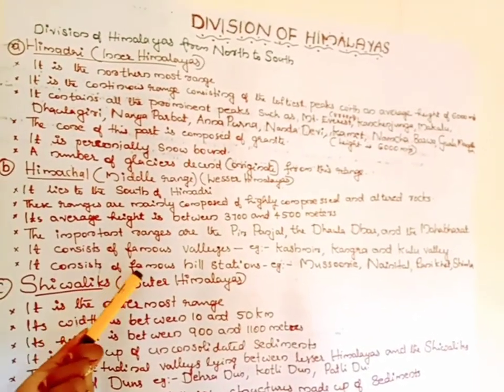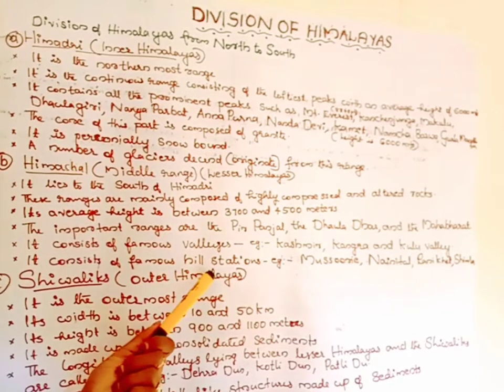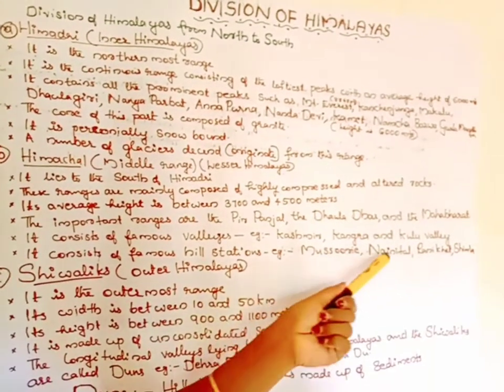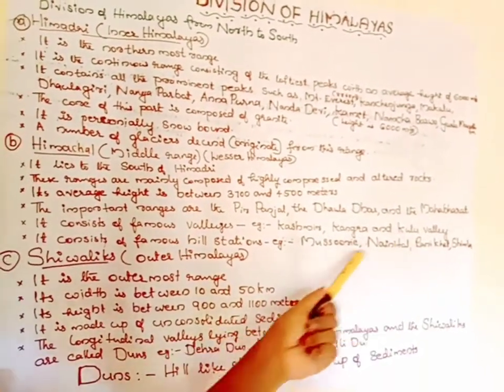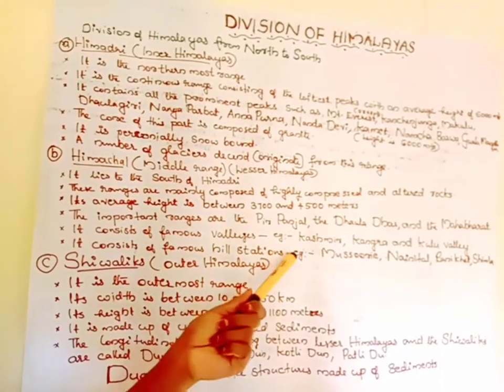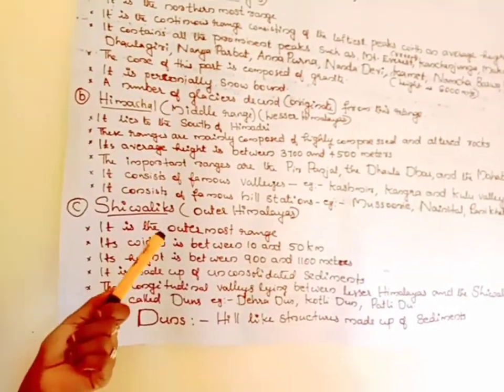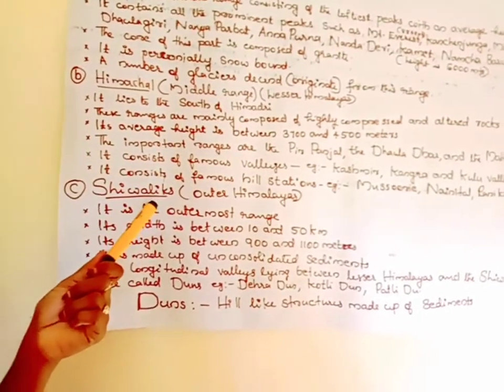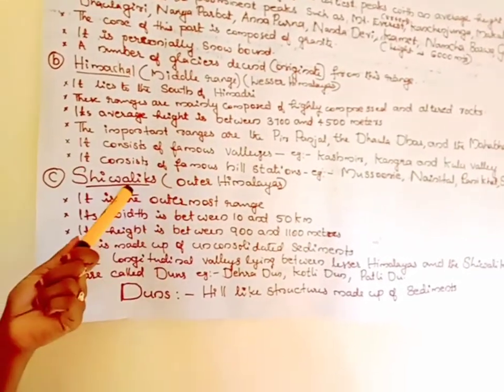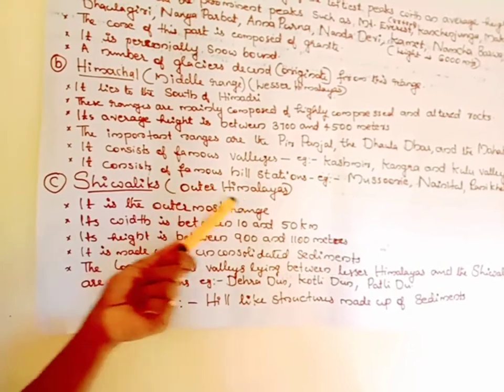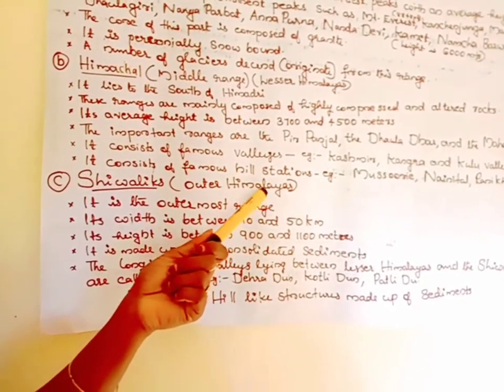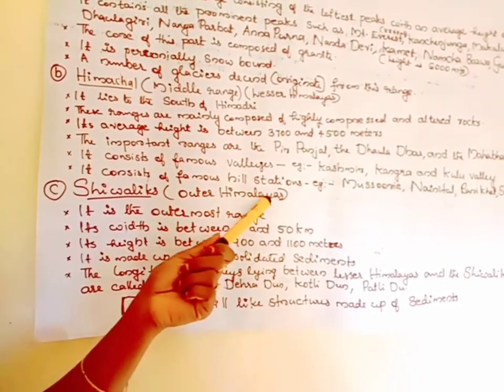It consists of famous hill stations. What are they? Mussoorie, Nainital, Ranikhet and Shimla. These are the famous hill stations that can be seen in the middle part, Himachal. And the third range is known as Shivalik. It is the outermost range, so it is also known as Outer Himalayas.